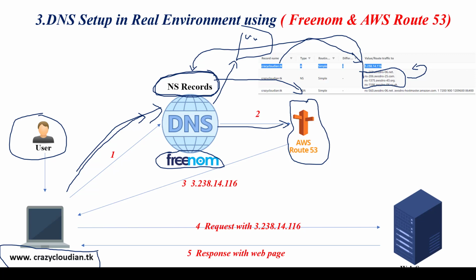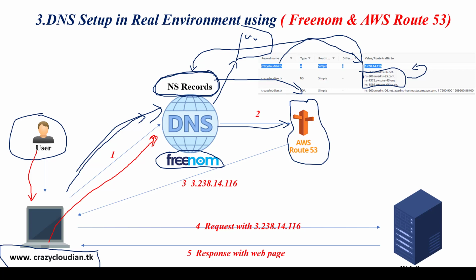Again, I'm going to repeat, right? So please see the flow here. When you type xyz.com or crazycloudian.com in your computer, your first request goes to the domain name provider, right? The domain name provider has a default NS record and SOA record. For the NS record, there are two types. If you want to use the same service provider as a hosting service provider as well, in that case you have to use the default NS record.